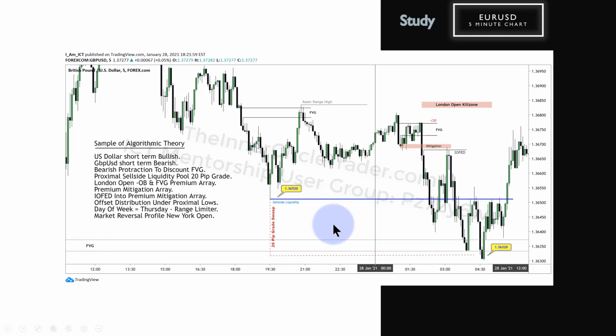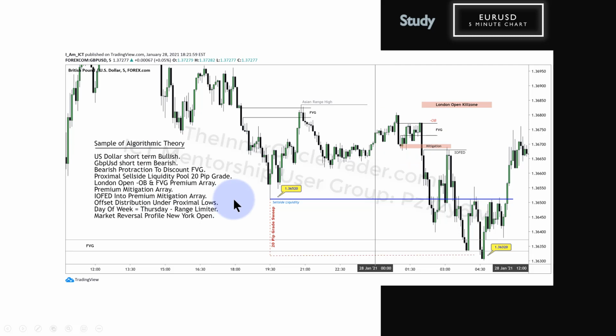Now, if it's going to reach down into that imbalance, you have to couple that with other things algorithmically. So what I've outlined here is what IPDA, Interbank Price Delivery Algorithm, was looking to do in here, and I'll cover all these points one at a time.